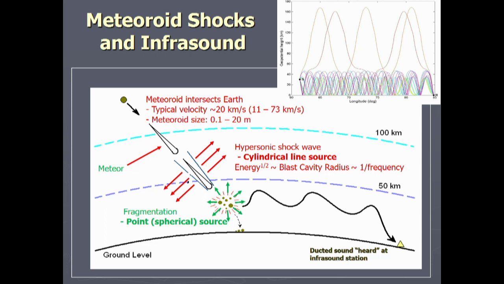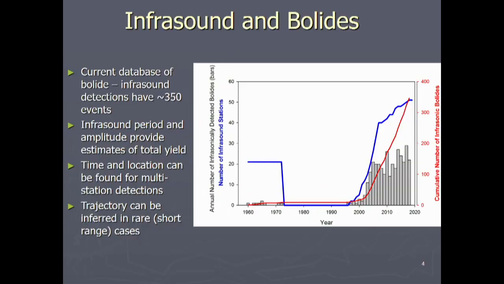That may produce a fragmentation point, producing a quasi-spherical explosion, whereas the entry itself is producing more of a cylindrical shock. And of course, the energy that's released, the amount of energy per unit path length, will scale and produce a certain blast size in the atmosphere. And most importantly for our discussion, that scales as 1 over the frequency. So very large detonations in the atmosphere typically produce very low frequency sound waves.